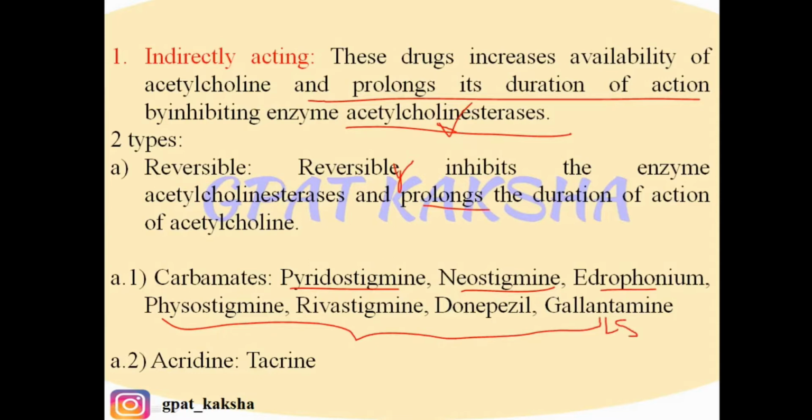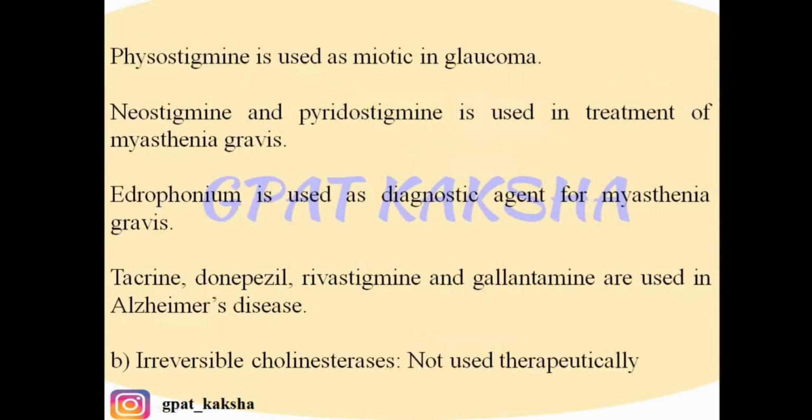Another category is acridine, which includes tacrine. Physostigmine is used as miotic in glaucoma. Neostigmine and pyridostigmine are used in treatment of myasthenia gravis.